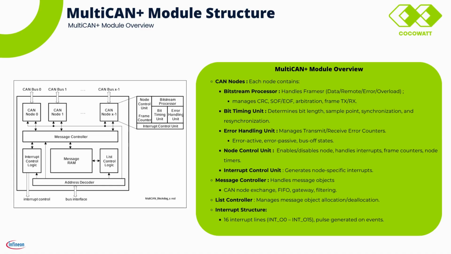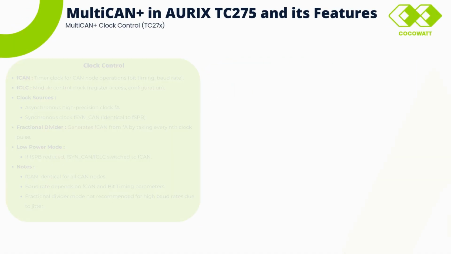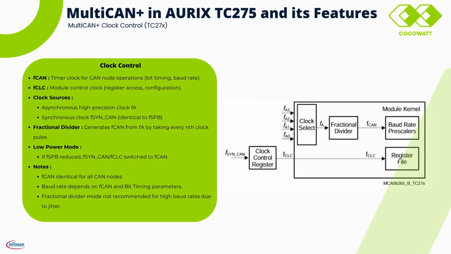Additionally, the node control unit plays a critical role by enabling or disabling nodes, managing interrupts, and managing frame counters and timers. This ensures each node operates smoothly and can respond to events efficiently. Moreover, the interrupt controller unit is responsible for generating node-specific interrupts essential for managing real-time communication. Finally, the message controller and list controller are in charge of message handling, including allocation and deallocation of message objects, which facilitates seamless CAN node exchange, FIFO operations, and gateway functions.